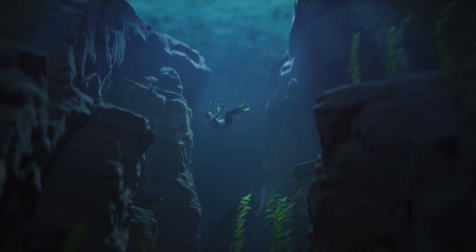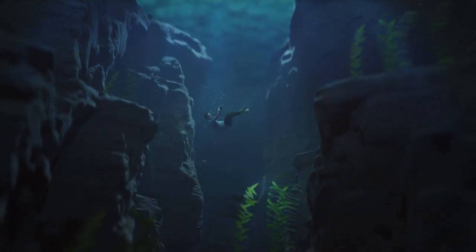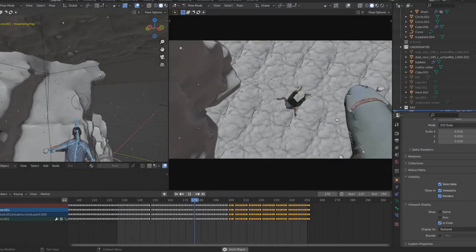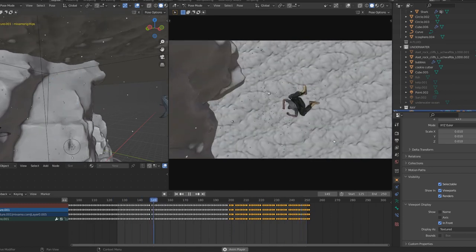I guess I wasn't happy with the bubbles, which were a particle system, which seemed to swarm around him like insects or something. I studied up on how to get the bubbles to rise from him as he sunk, and the shot that made it into the final product was the result.